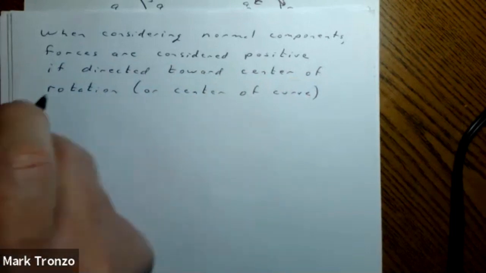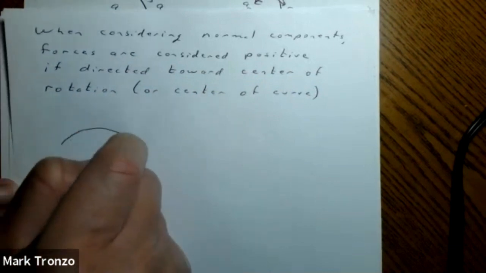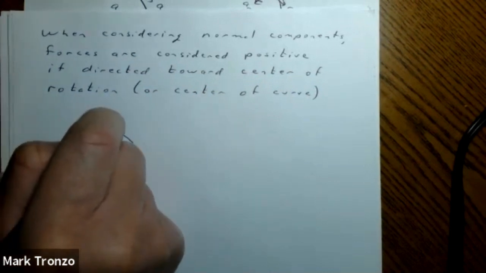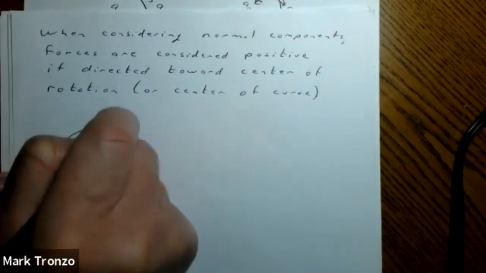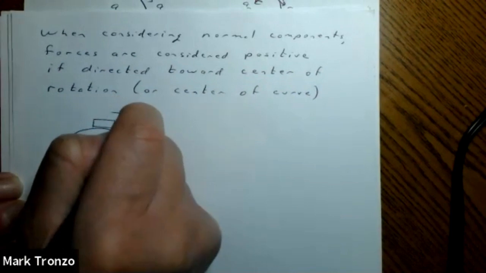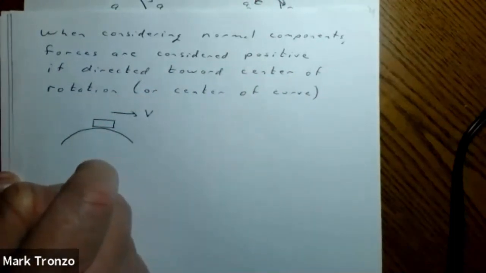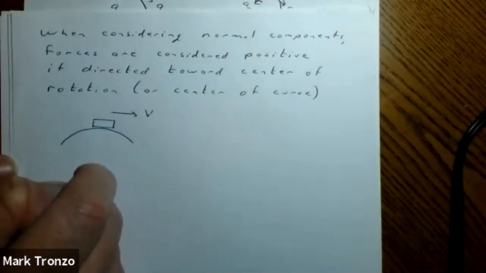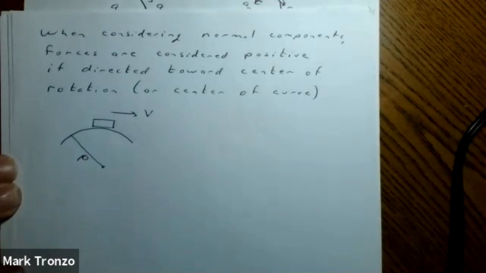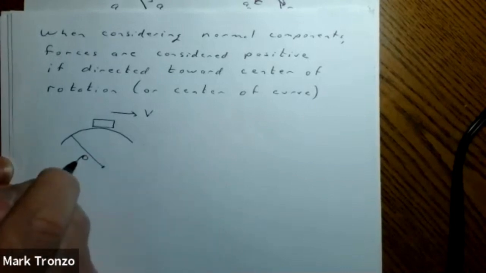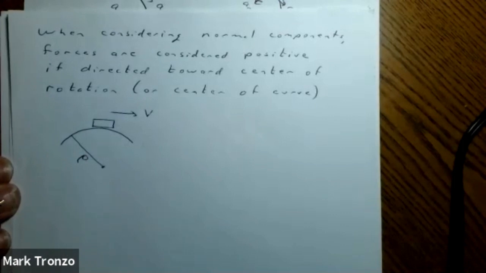So let's have a couple of cases here. Let's say you have a car going around a curve, and it's going with some velocity in this direction. This is your center of rotation. Again, it could be a circle, or it could be some general curve. Remember, we had rho from before, the same as before. This is our radius of curvature.